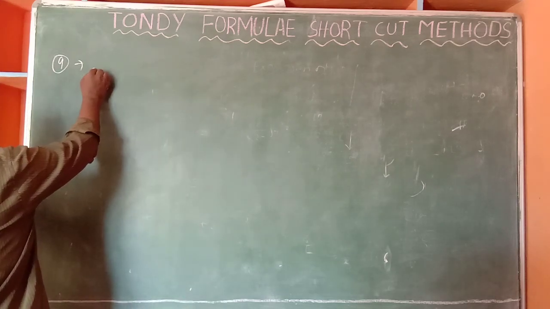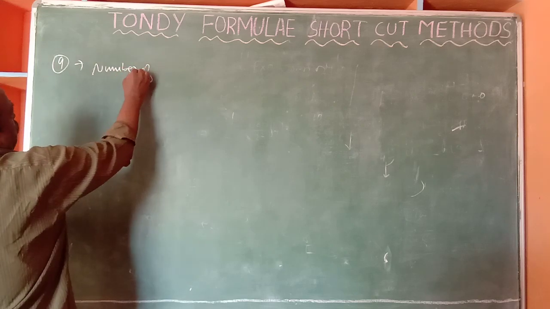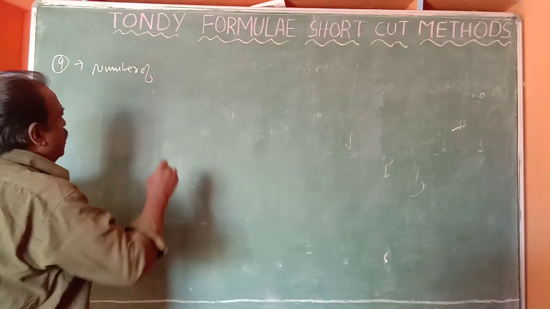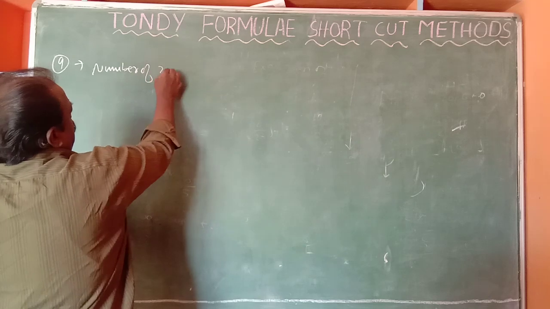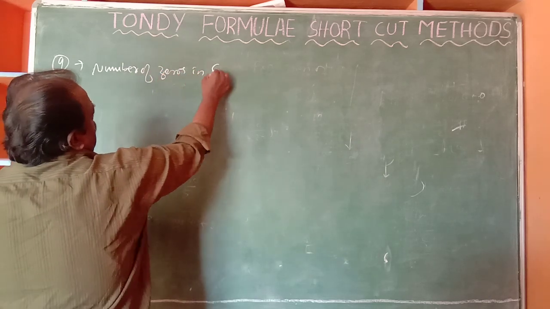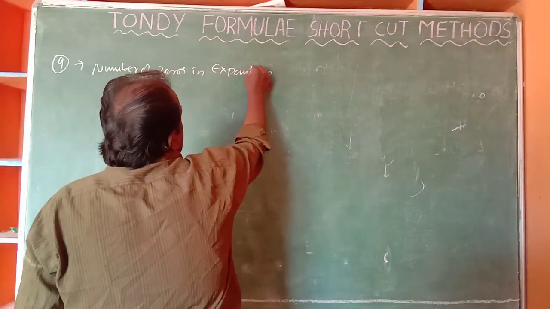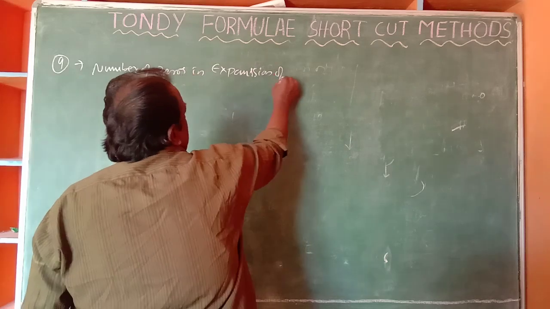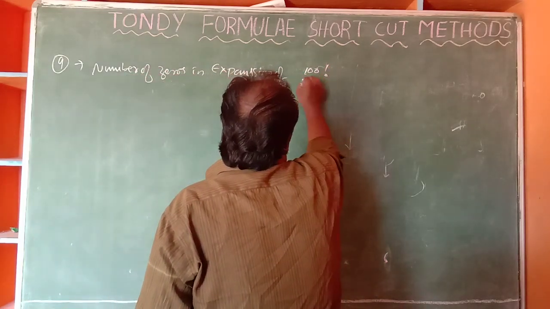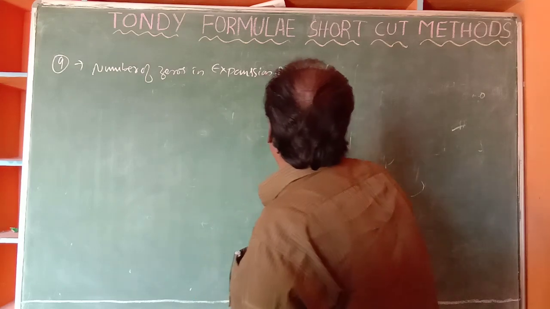Suppose the number of zeros, same concept but a twist is there. So the number of zeros in the expansion of 100 factorial divided by 50 factorial. How can you find?